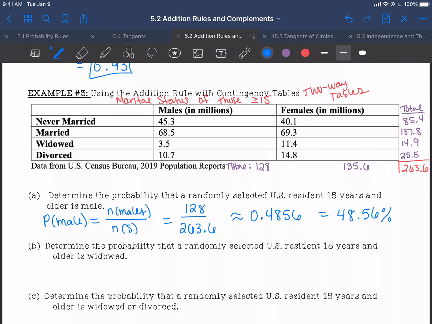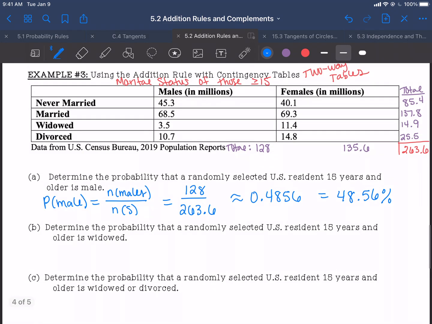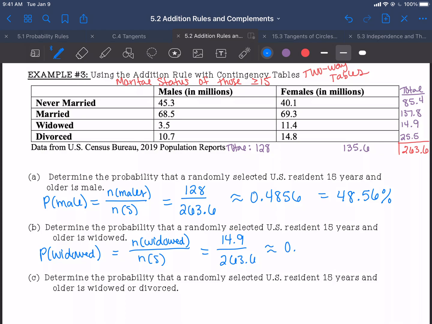Part B, determine the probability that a randomly selected U.S. resident 15 years and older is widowed. So now I'm looking at those widowed. So I go to all of those widowed. That's 14.9 out of, so you take the number that is widowed out of the number in the sample space. So that's 14.9 out of the 263.6, which is approximately 0.0565, which would be 5.65%.